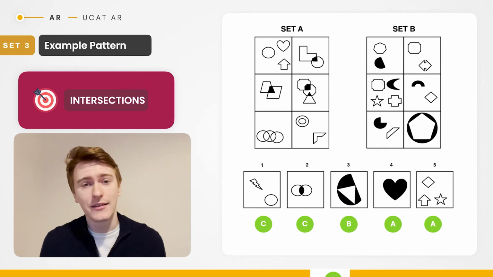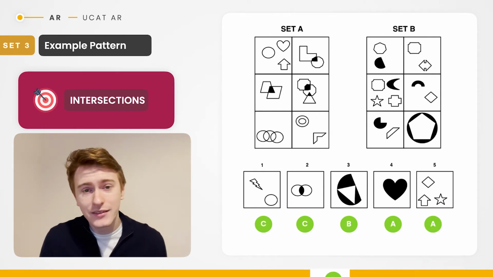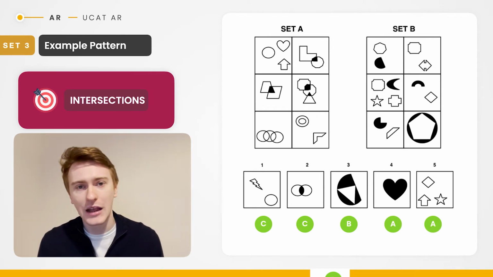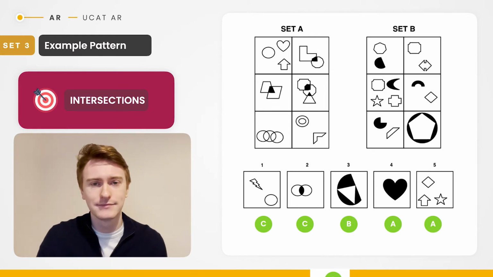There doesn't have to necessarily be any overlaps. If you look at the top left of set A, there's no overlaps there. And again, this is an example where there's similarities between the set and the test shape. It gives you a bit of confidence that you can categorize that safely into set A.